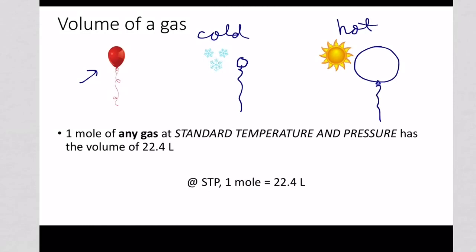But because of this fact that volumes are so dependent on temperature and pressure, in order to set any equivalence, like we did with 1 mole and our molar mass, we have to set the temperature and pressure. And so our rule is that 1 mole of any gas at standard temperature and pressure has the volume of 22.4 liters. So let's break that down.